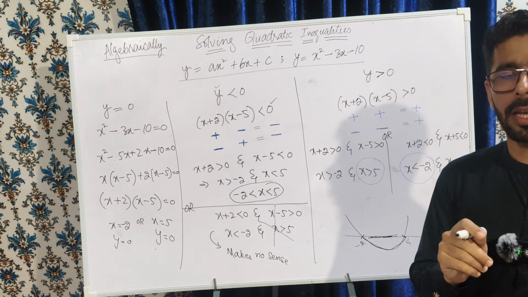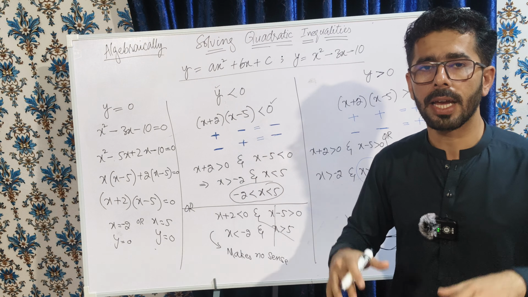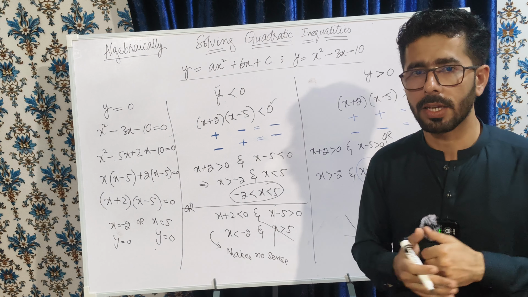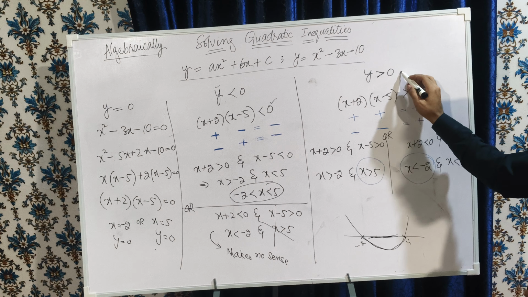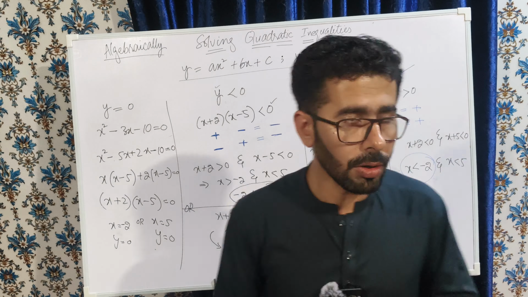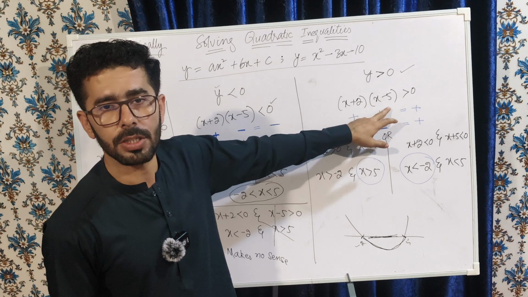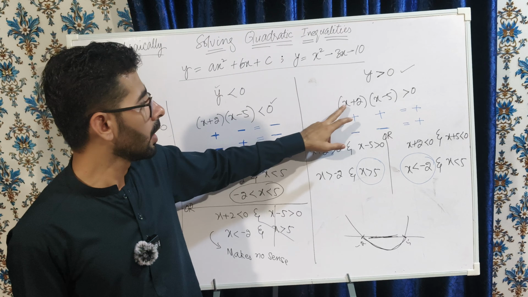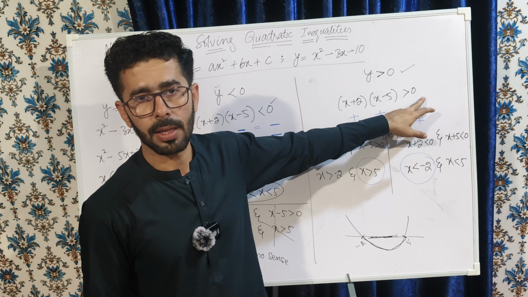We consider this interval. We say that if you take x values between minus 2 and 5, your expression would always lie below the x-axis. You will have negative values for y. If you are considering the positive values for y, so y bigger than 0, you want this whole expression to be bigger than 0. We have a split version, a factorized version of the expression, which is x plus 2 times x minus 5, and we expect it to be bigger than 0.